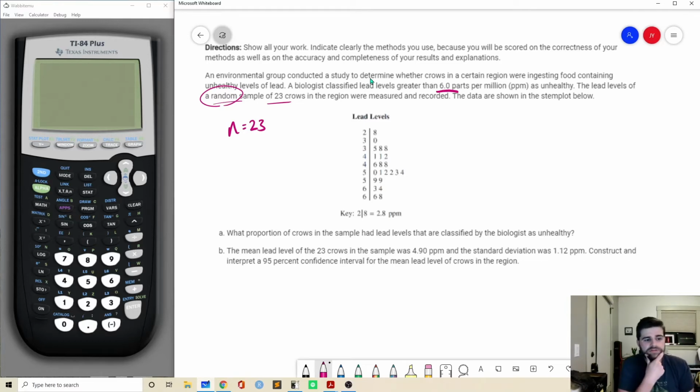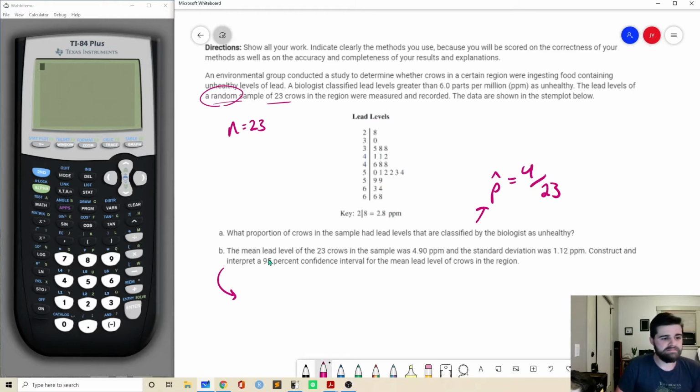Part A says, what proportion of crows in the sample had lead levels that are classified as unhealthy? Well, they said more than 6 is unhealthy, and we just need to figure out how many of these were more than 6. So 6.6, 6.8, 6.3, 6.4. So our proportion is 4 out of the 23. That's a really simple question. I think they just put this question in here to confuse you, because the next question is going to start asking you about the mean. So even though we just calculated a sample proportion for part A, we're not going to be doing a confidence interval for proportions. We're actually going to be doing it for sample means.